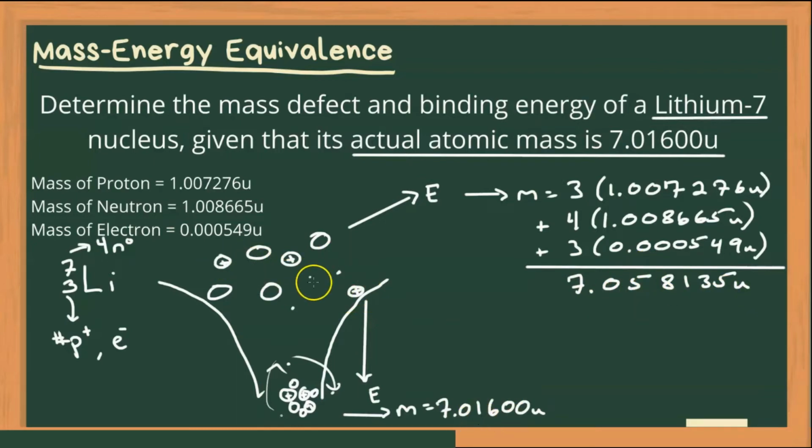All of the protons, neutrons, and electrons come together to form this lithium-7 atom. There's a loss in mass. And if we're to supply this binding energy, we can break them all apart again. So how do we find the binding energy? The binding energy is related to the mass loss, or the mass defect. So let's calculate the mass defect. And that's just the change in mass we have.